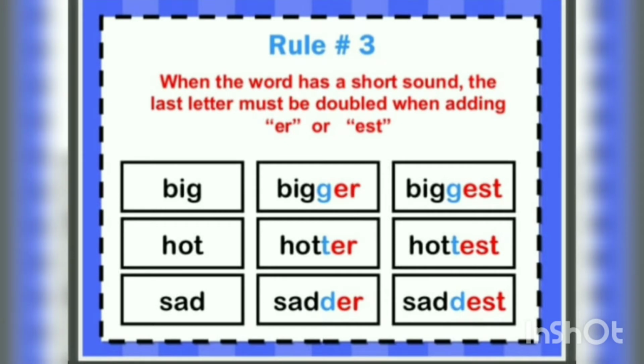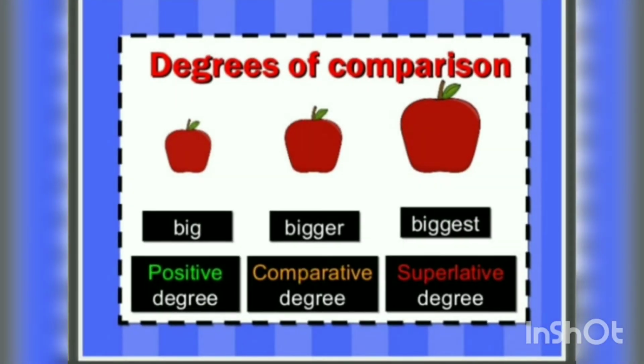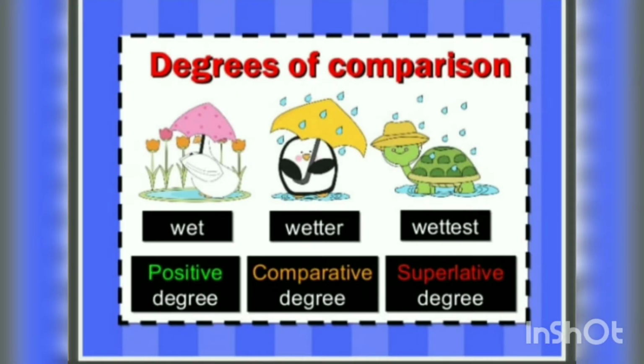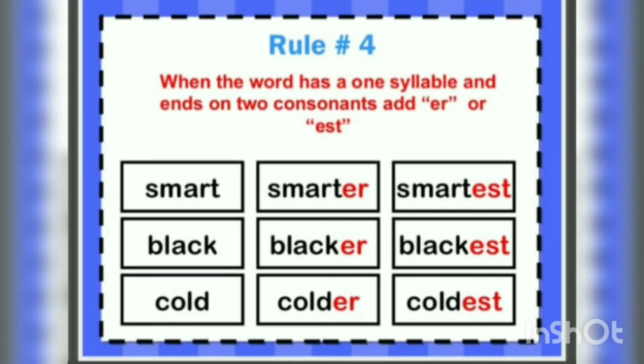When the word has a short sound, the last letter must be doubled when adding ER or EST. Big, bigger, biggest. See, B-I-G. Then double G. Bigger, biggest. Hot, hotter, hottest. Sad, sadder, saddest. Big, bigger, biggest. See, big apple, bigger one, biggest one. Wet, wetter, wettest. Rule 4.